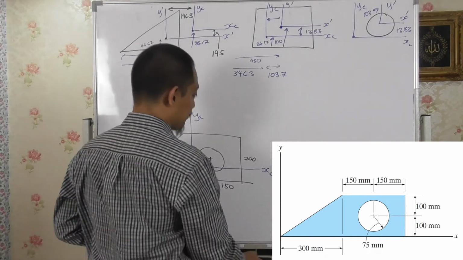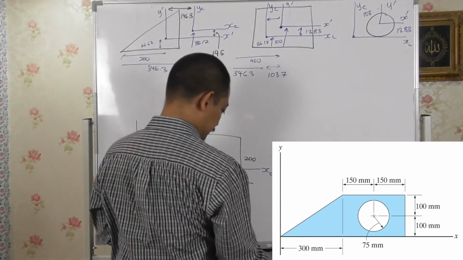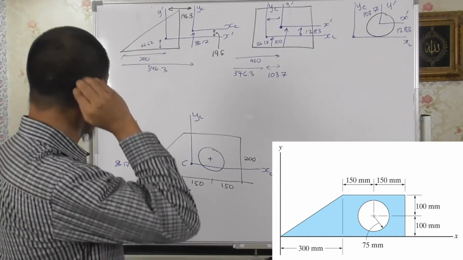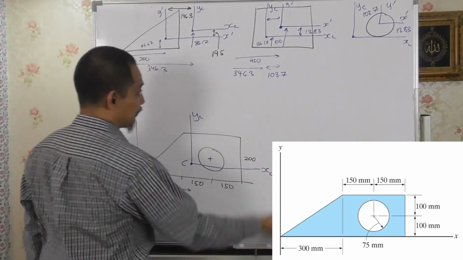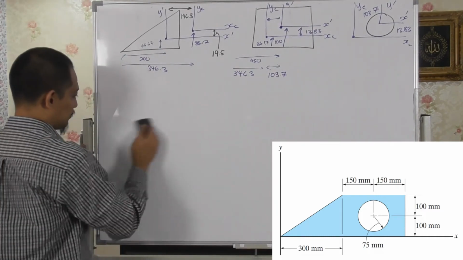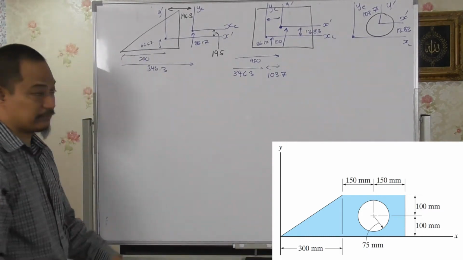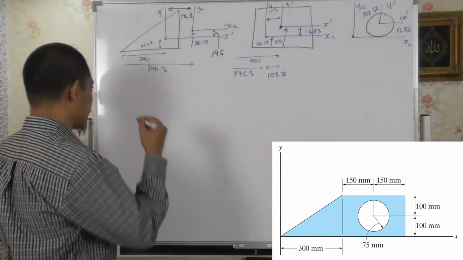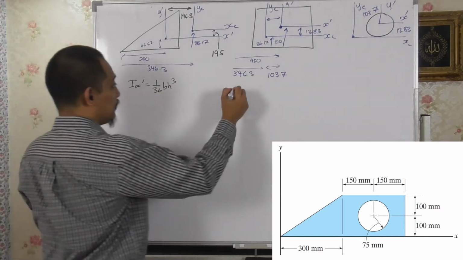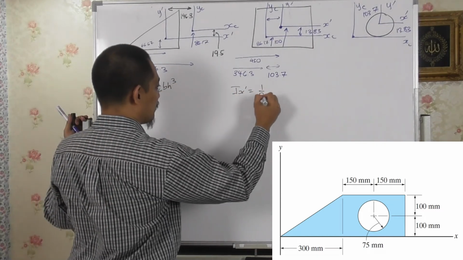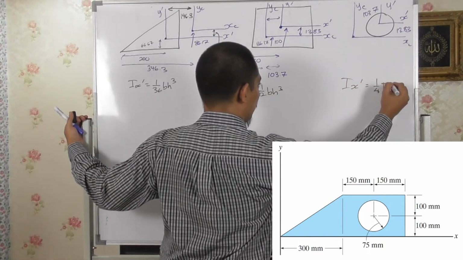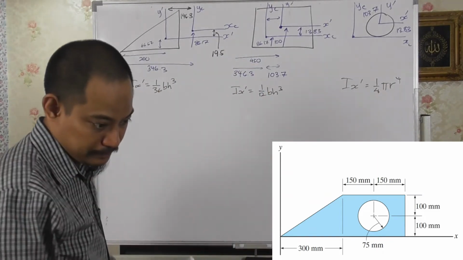Hopefully you can still see that number. 103.7, right? Hopefully my writing is not too small. Okay, so I erase this one because we want to establish that from here, if all the values are correct, we can just proceed as what we have just done right now, right? So just to refresh, Ix prime here is 1 over 36 bh cube, Ix prime here is 1 over 12 bh cube, Ix prime here is 1 over 4 pi r to the power 4. Is that correct? Yep.